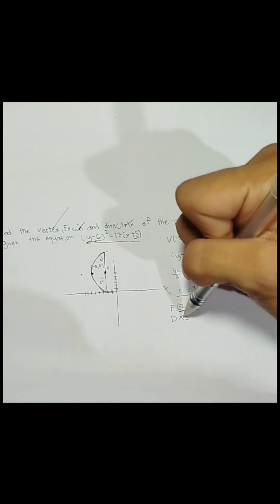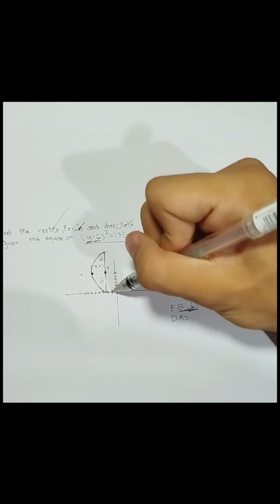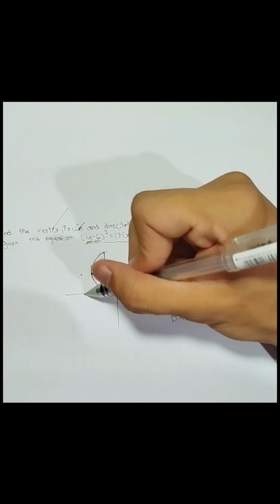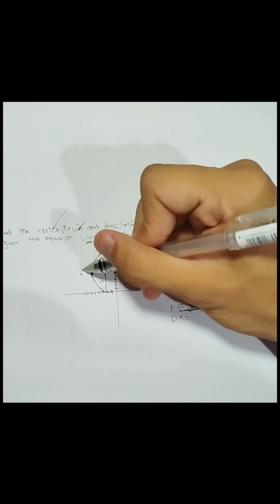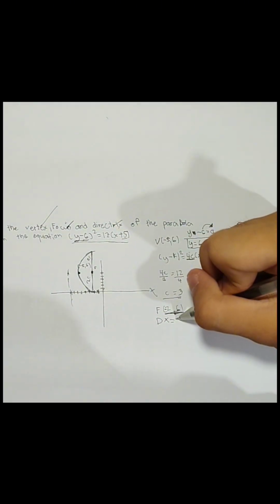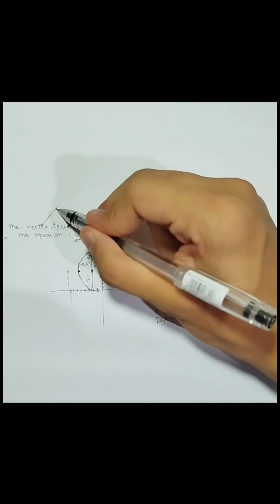So if you use x equals, and if we count here 1, 2, 3, 4, 5, 6, 7, 8, our directrix is at negative 8, and that is how you find the directrix, focus, and vertex form.